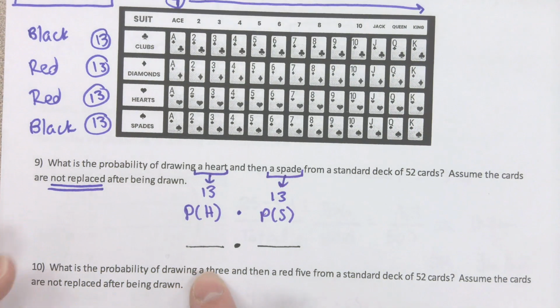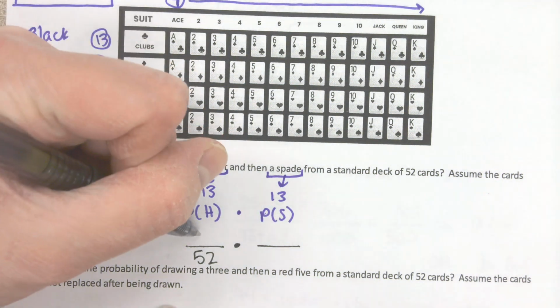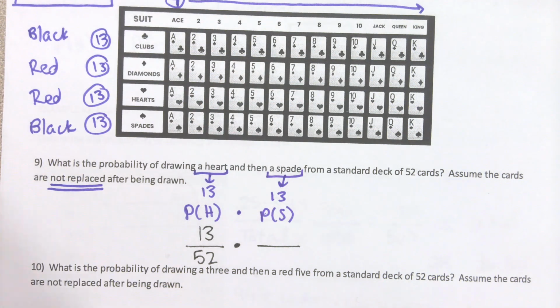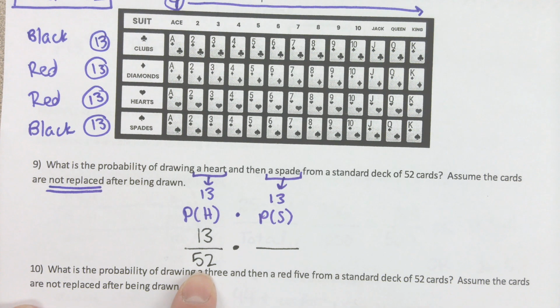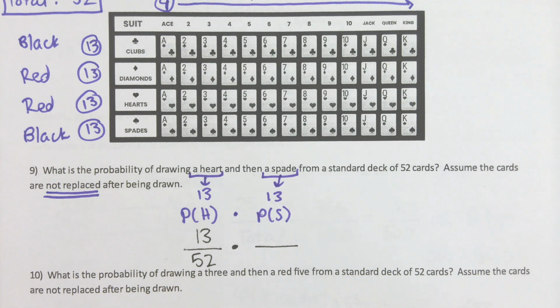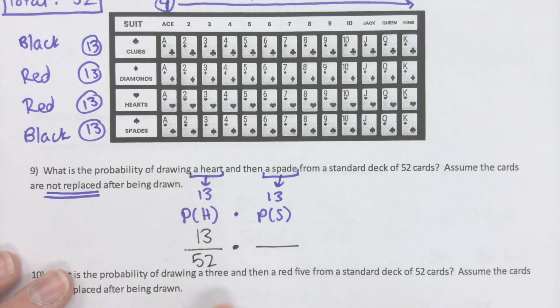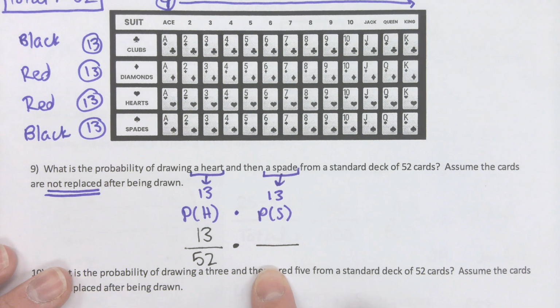My first draw, I have 52 cards to choose from. I want a heart, and there's 13 of them that I could pull. I'm obviously going to only pick 1. So this is my first draw, and again, I am going through and I am picking that card. I'm making sure I get a heart. I'm not just hoping I get a heart. So I draw a heart first. Then I want to draw a spade.